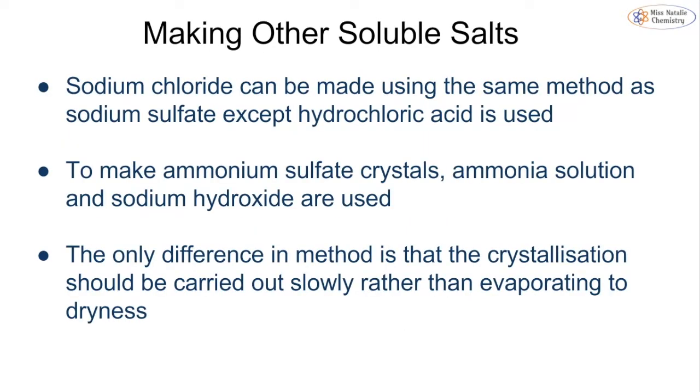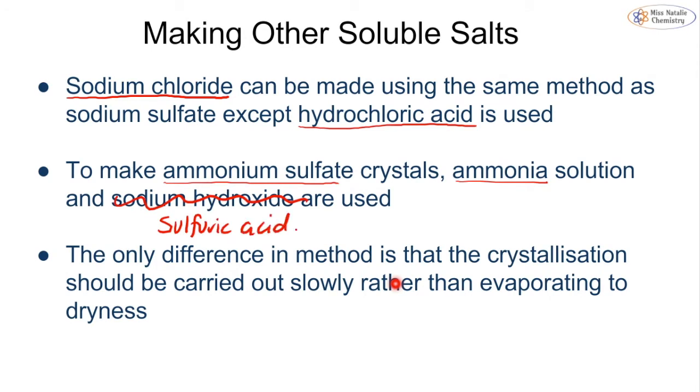Now, sodium chloride is another soluble salt that we can make in this exact same way. The only difference this time is that we would use hydrochloric acid instead of the sulfuric. We can also form ammonium sulfate crystals using ammonia solution and sulfuric acid. The only difference in the method is that the crystallization should be carried out slowly rather than evaporating to dryness the way that you may with any other soluble salt that you've covered in double. So we want to make sure that we're carrying the crystallization out very slowly, and that is going to give us nice large crystals as well.